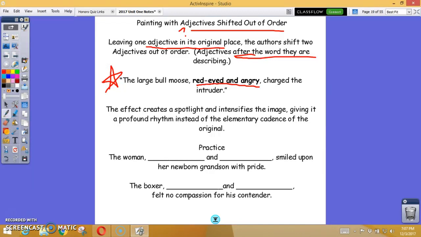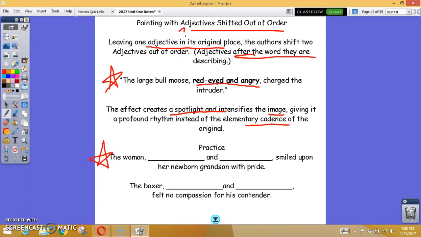So the whole idea is to create a spotlight and intensify the image that you're writing about. So you want to save this for things that are really important within the writing, if you're really trying to draw the attention of the reader, giving it a profound rhythm instead of the elementary cadence or rhythm of the original. So I've got a couple of practice examples here as well. We'll talk more about a couple of things that you really need to pay attention to with this, but I'm just going to do these with you.